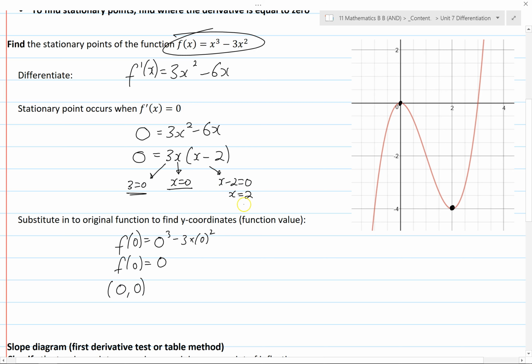On the other side, I've got x equals 2, so I need to find f of 2. That's 2 cubed minus 3 times 2 squared. Putting it in my calculator, I find that f of 2 is negative 4. So (2, -4). These are my 2 turning points: (0, 0) and (2, -4) are the stationary points.